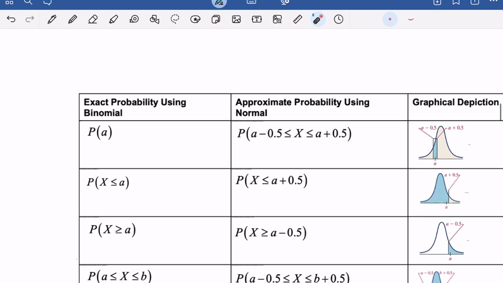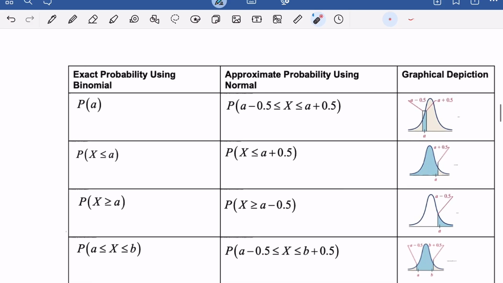Okay, so by adding and subtracting this 0.5 from our value A, this is serving as a correction for continuity because when we're doing this, we're using a continuous density function, but we're approximating the probability of a discrete random variable. So this adding and subtracting of this 0.5 quantity serves as that correction, and gives us some wiggle room here since we're approximating this.